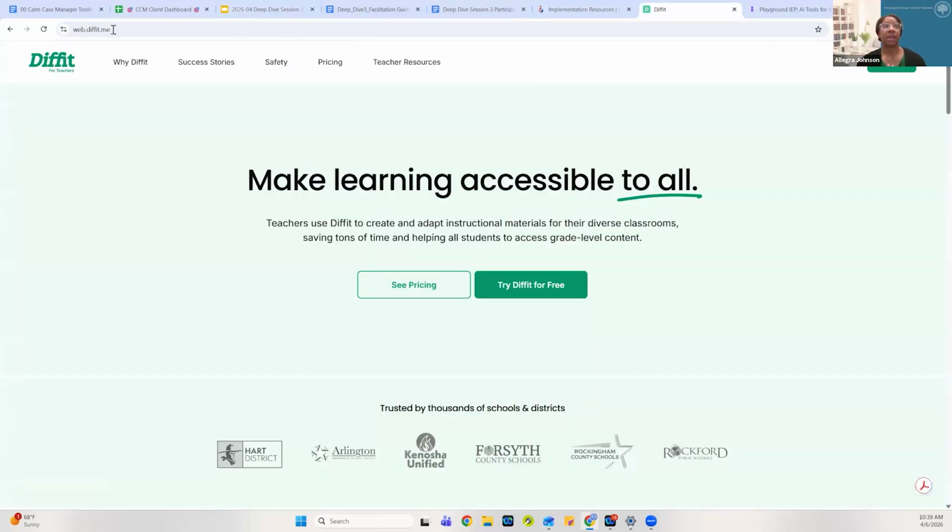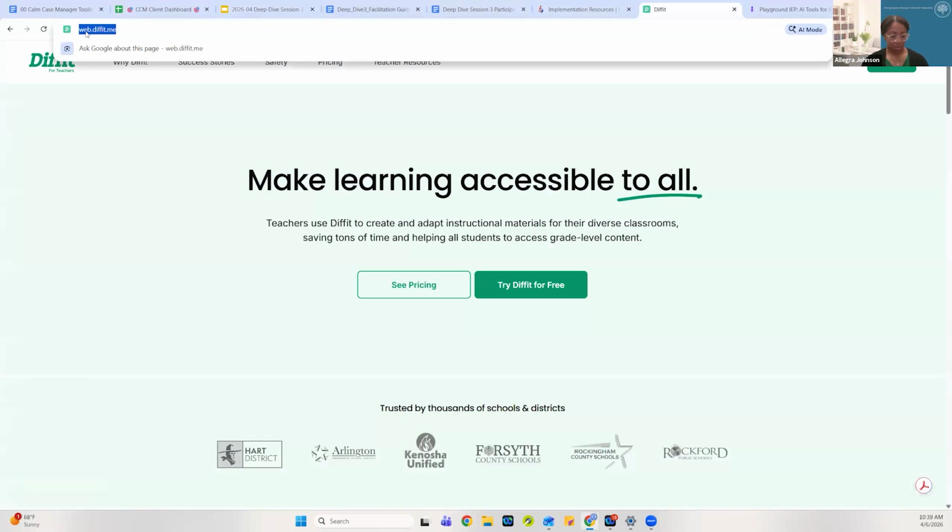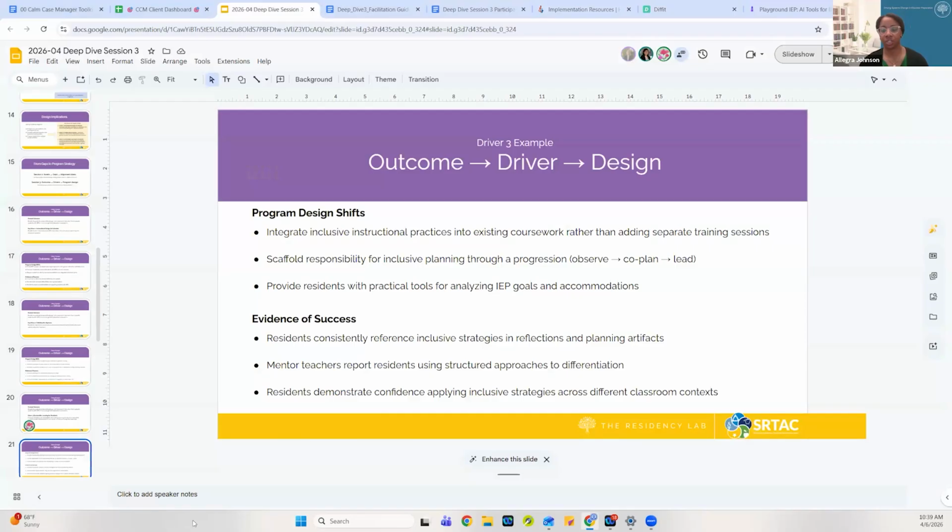Another tool that I have been sharing a lot with residents, and also with mentor teachers when I'm talking to them, is a tool called DIFIT. That is an AI tool that really supports differentiation.